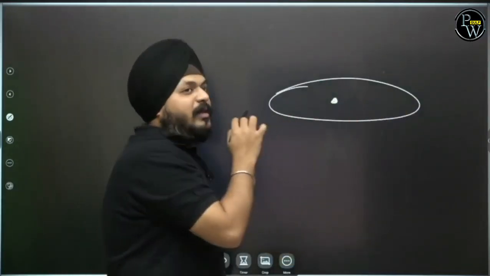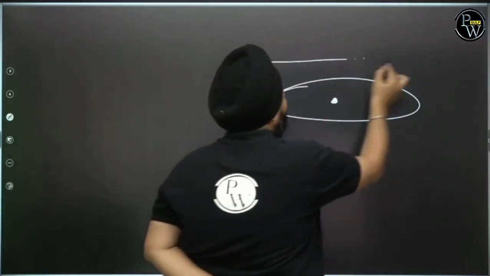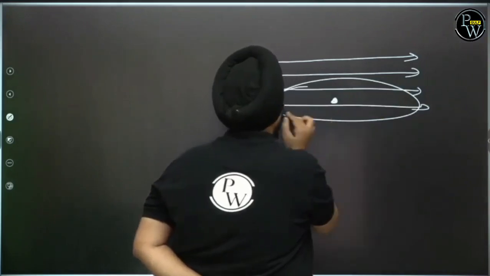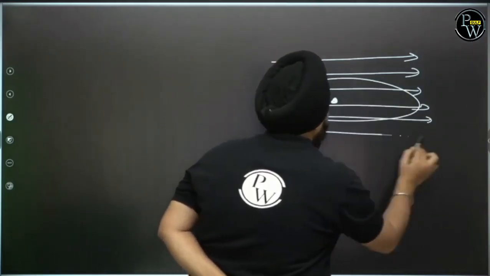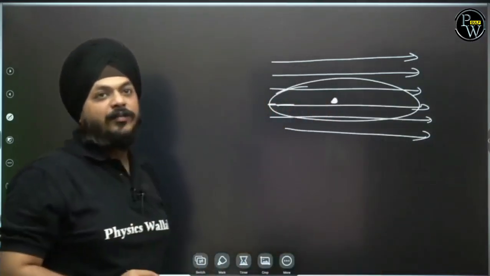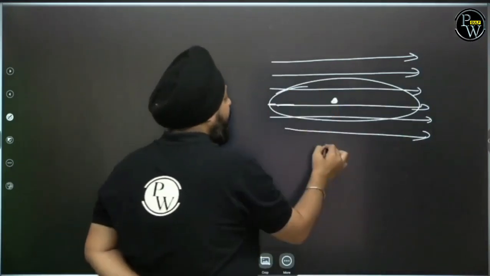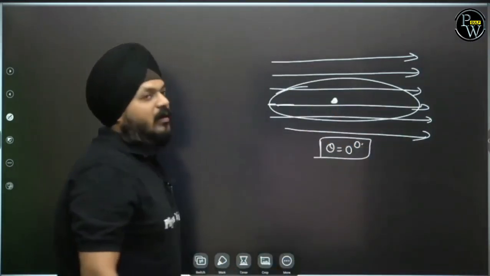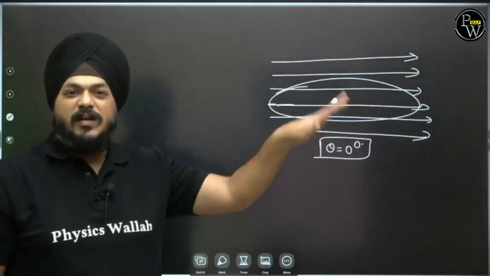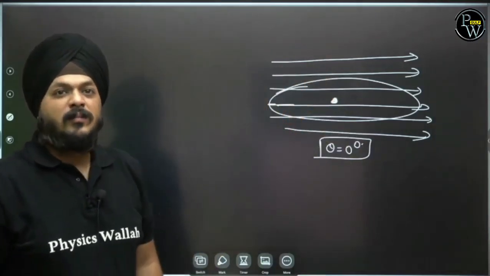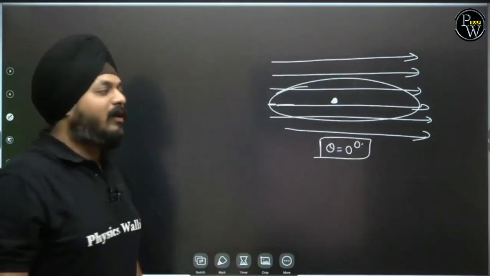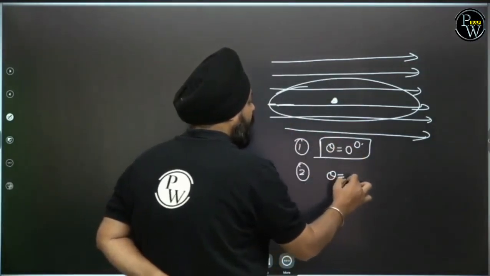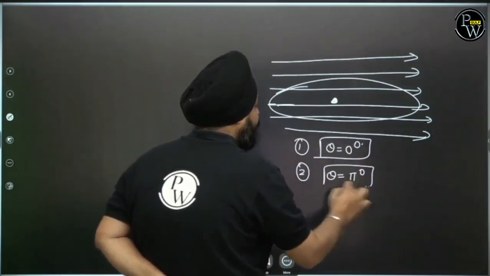This is kept parallel to an external magnetic field. We are all aware of this, right? Right now the angle theta is equal to 0, and the system is in equilibrium. Only two types of equilibrium occur. First, at theta equal to 0. Second, equilibrium occurs at theta equal to pi.